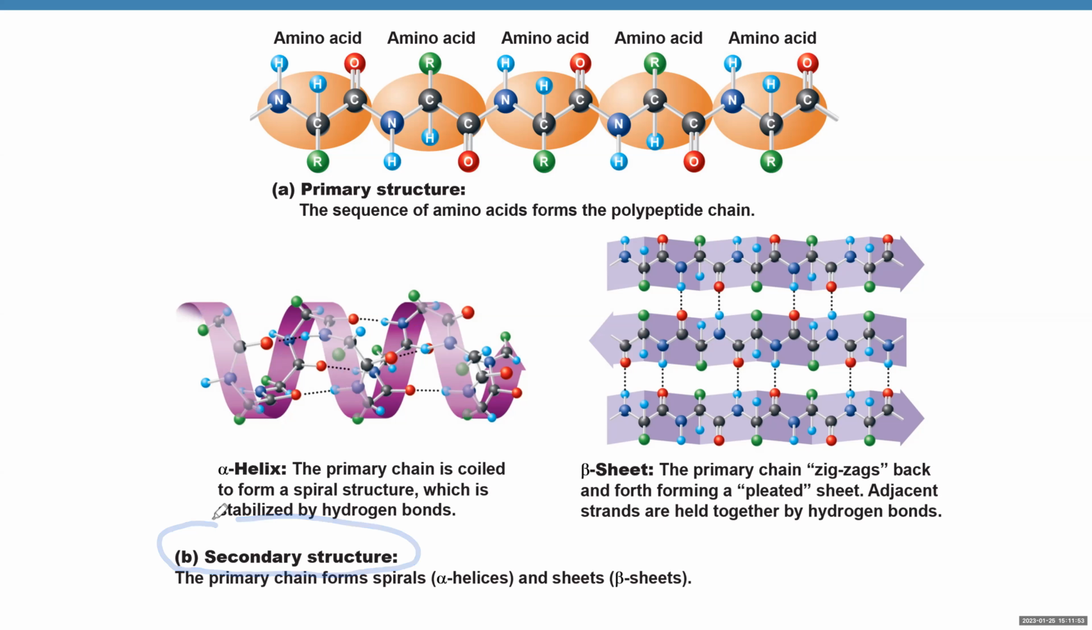So the primary chain forms spirals. We call them alpha helices, and sheets. We call them beta sheets. So in an alpha helix, the primary chain is coiled to form a spiral structure, which is stabilized by hydrogen bonds. In a beta sheet, the primary chain zigzags back and forth, forming pleated sheets. Adjacent strands are held together by hydrogen bonds as well. But that's not enough to make a functional protein yet.